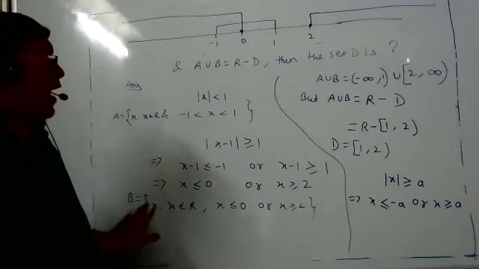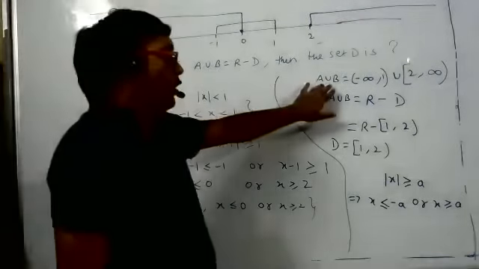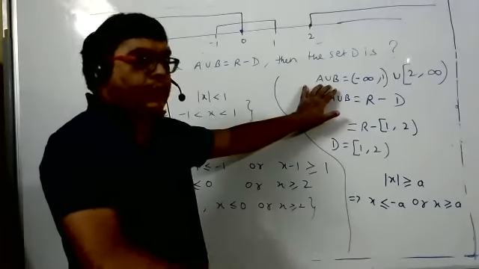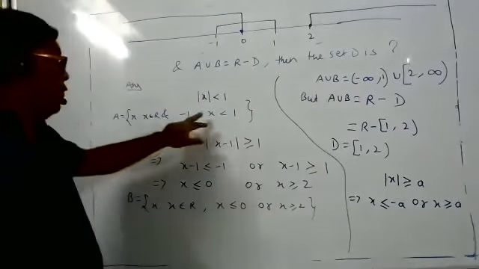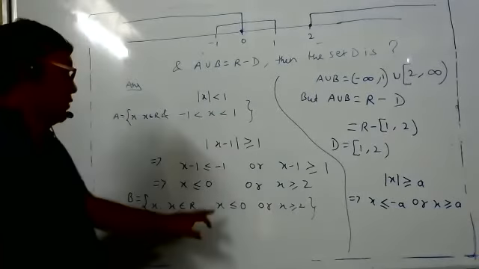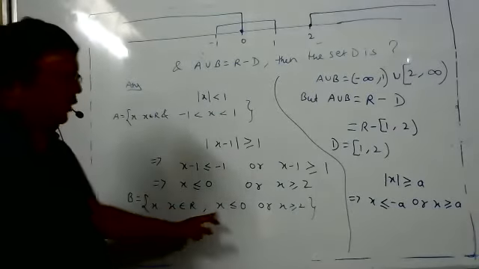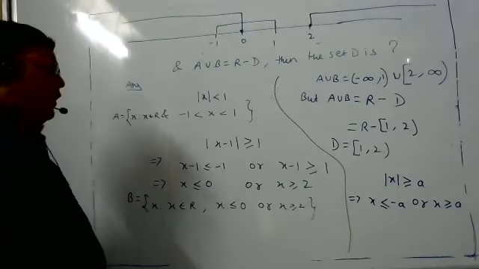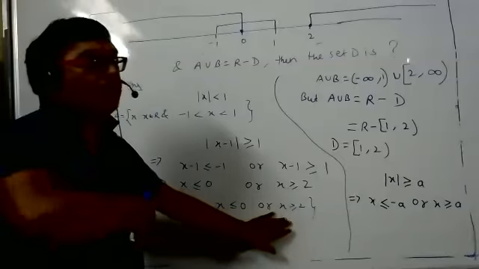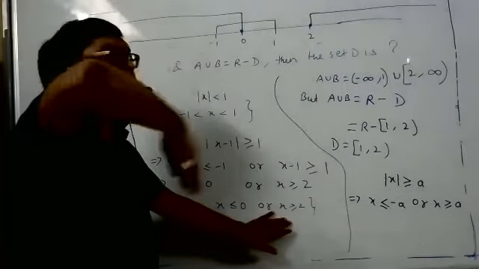Now we have to find A union B. You know the definition of A union B. We have to consider set A also, set B also. Means we have to consider all the real numbers from minus 1 to 1. Even we have to consider the real numbers which are less than 0, less than 0 means till minus infinity. We have to even consider the real numbers which are more than 2, more than 2 means all the real numbers more than 2 till infinity.